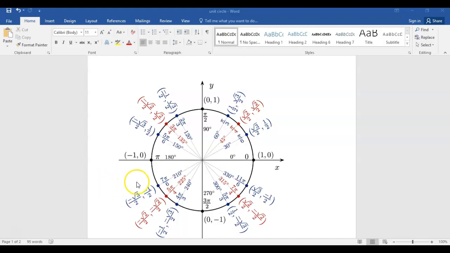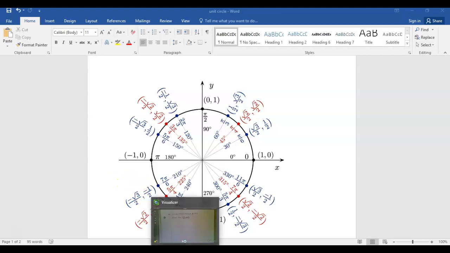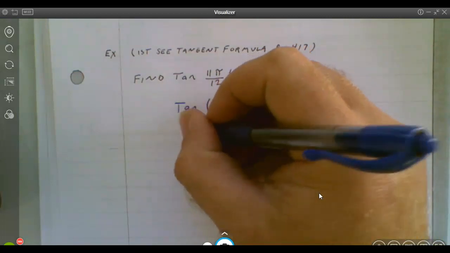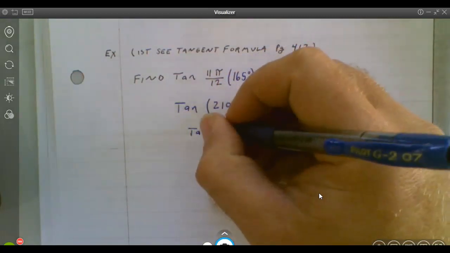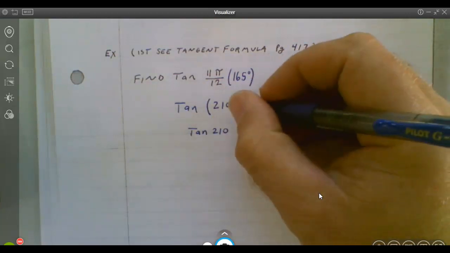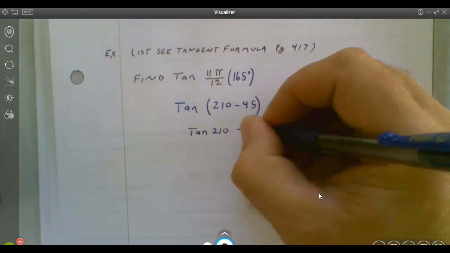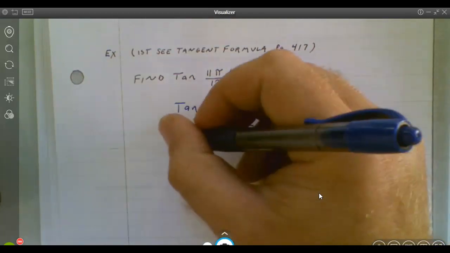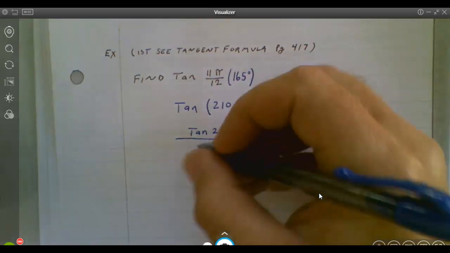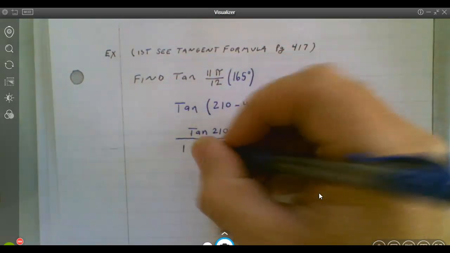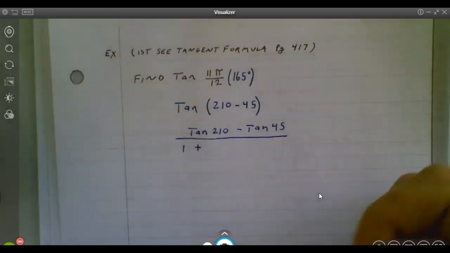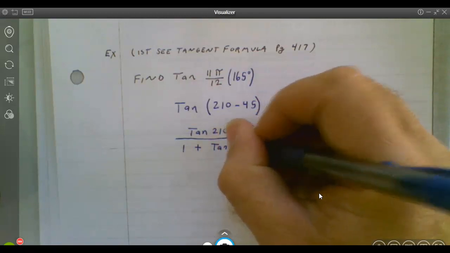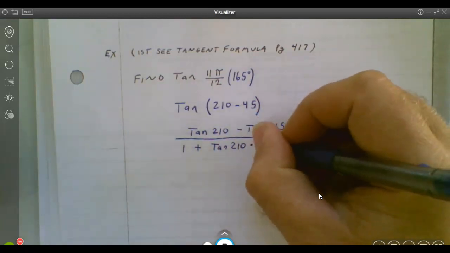Alright, so the hardest part on this one is just remembering the formula that we're plugging this into. So for our tangent one, again, we're going to do the tangent of the first one, which is 210, minus, keep our sign, tan 45. And all that is going to be over 1 plus, so here's where your sign will change. So 1 plus tangent of the first one times tangent of the second one.